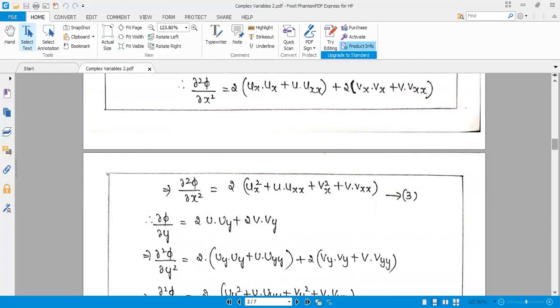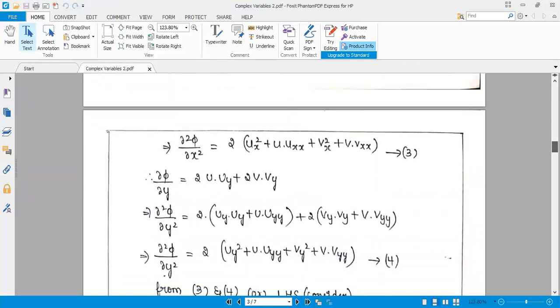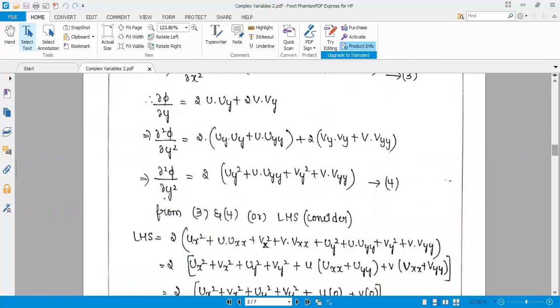Now similarly differentiate phi with respect to y. So this is 2u uy plus 2v vy. Differentiate a second time with respect to y by taking 2 as common factor. So this will be uy into uy plus u into uyy plus v into vyy plus vy into vy. So again, 2 is a common factor.